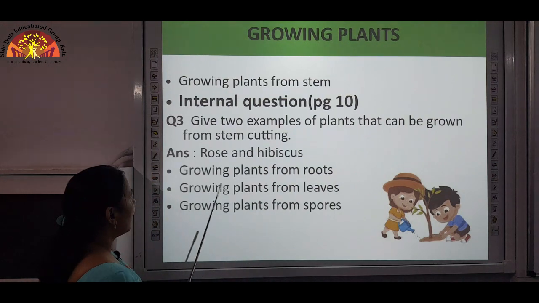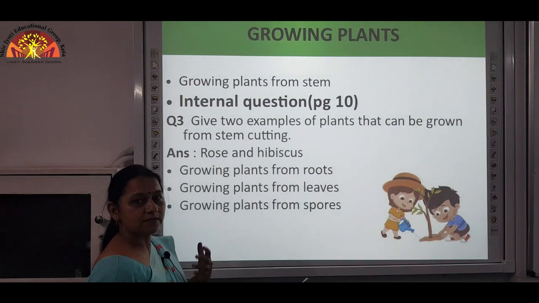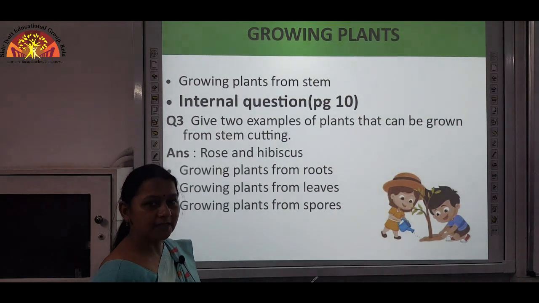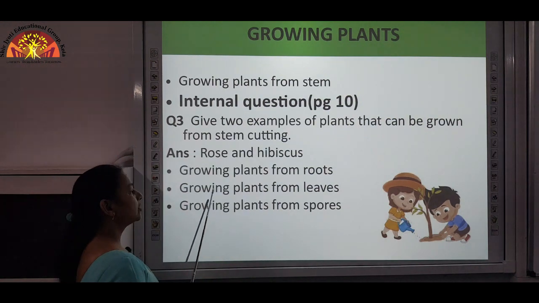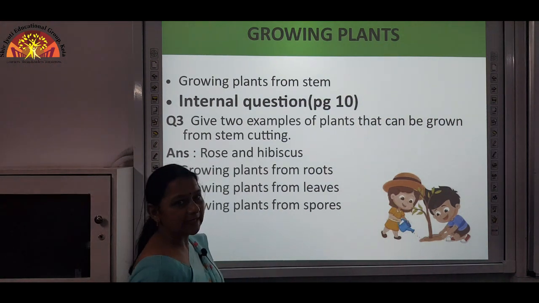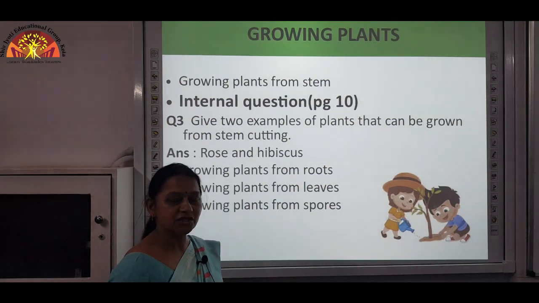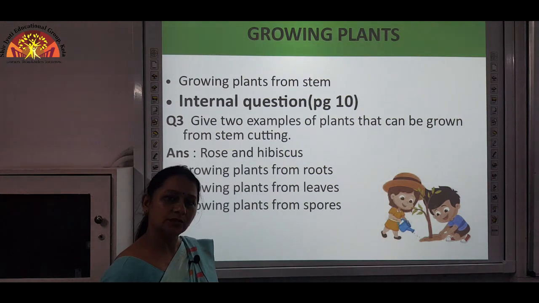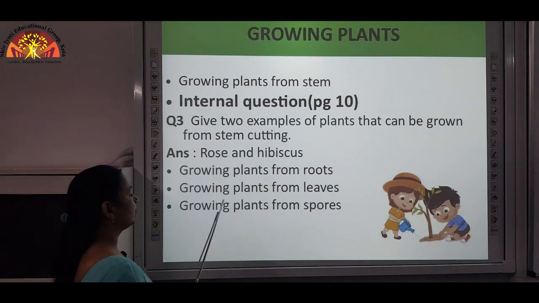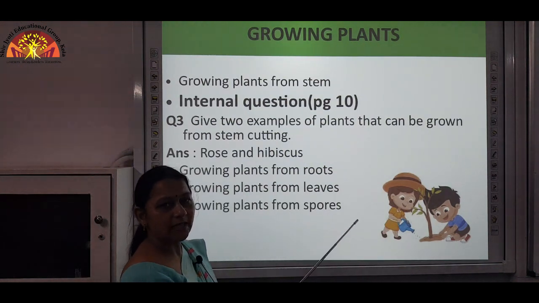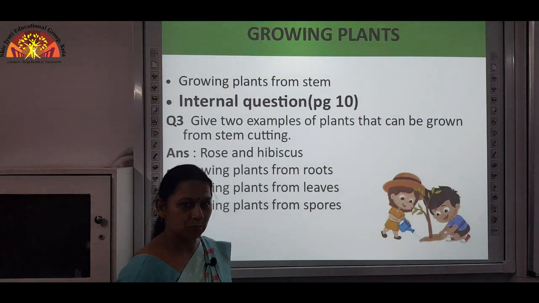Again we have growing plants from roots, like the plants carrot, radish. Here we can grow new plants from roots. Next, growing plants from leaves, like in bryophyllum plant we have notches along the margins of the leaf. They give rise to new plants. So that is growing plants from leaves. Again we have growing plants from spores. Example for this is mushroom. Here the new plant grows from spores.